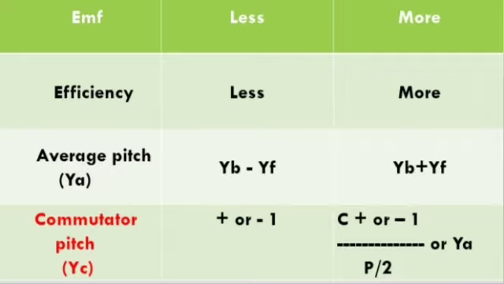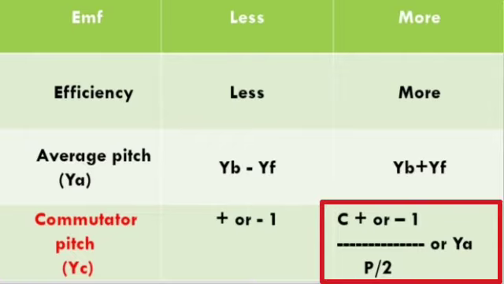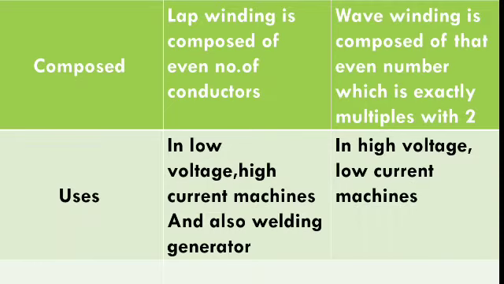Next is the commutator pitch. In lap winding, plus or minus 1. In wave winding, C plus or minus 1 divided by P by 2. So next one is the composition. Lap winding is composed of an even number of conductors, whereas wave winding is composed of an even number which is exactly a multiple of 2.